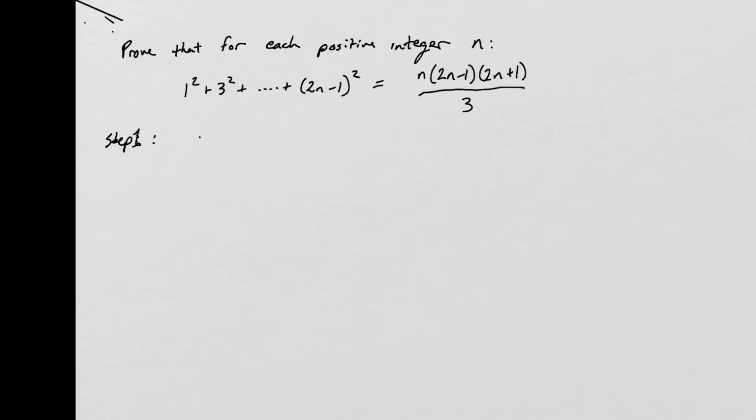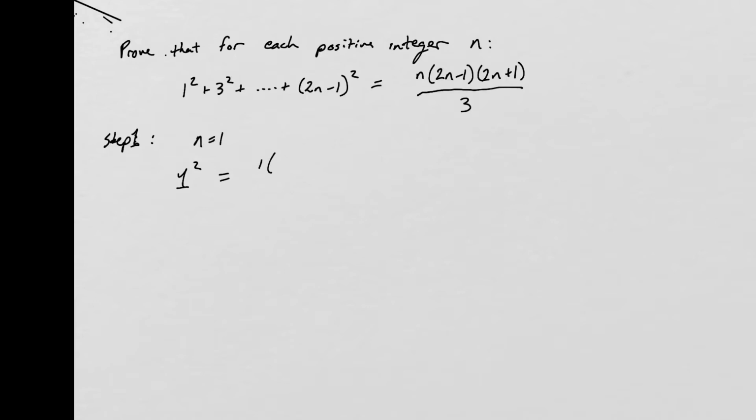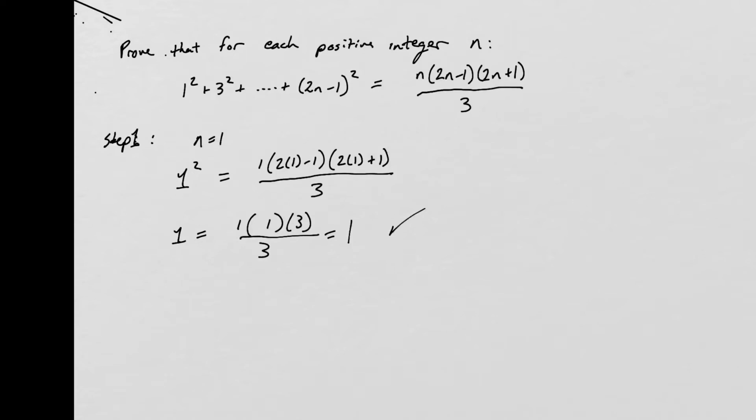So if n equals 1, we would just have 1 squared. That's our entire left-hand side. And we just want to show that that's equal to 1 times 2 times 1 minus 1 times 2 times 1 plus 1, all divided by 3. And so this is, of course, 1 on the left-hand side, and that's 1 times 3 divided by 3, which is equal to 1. So we're good. Step 1 is done. Step 1 is often that easy. You're just plugging in 1 for n, and so you just have this first term, and then you plug in 1 for n on the right-hand side, and you see that it's the same.